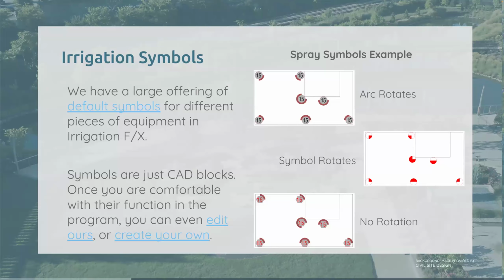We have the arc rotates on the top, which is, you can see the maroon color spinning around for the direction of the spray. We have the symbol rotates, where the whole symbol itself, the sprinkler portion of it, is going to rotate. And then we have the no rotation. So it's just a static symbol that sits there and does not rotate at all.